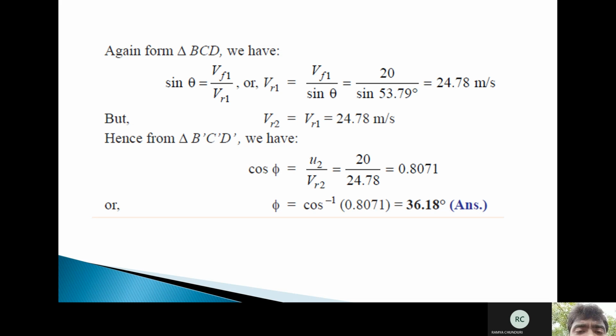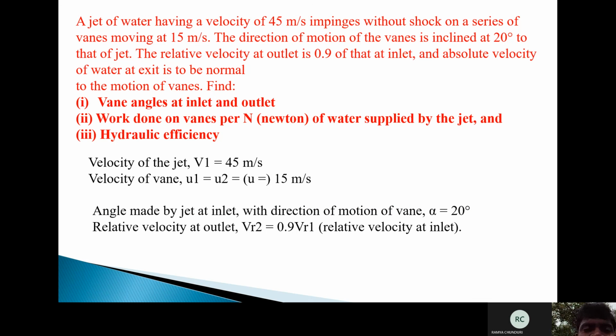Next, from the outlet diagram BCD, we have cos phi equal to U2 by VR2, that equal to 20 by 24.78, that equal to 0.8071. Phi equal to cos inverse of 0.8071, that equal to 36.18 degrees.